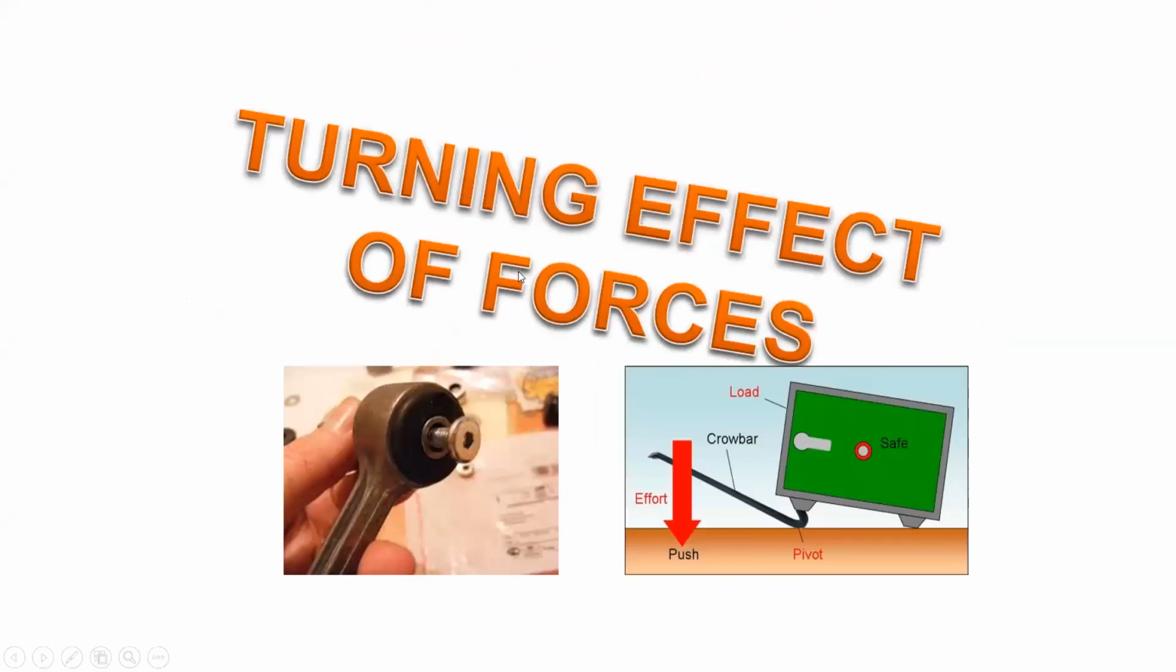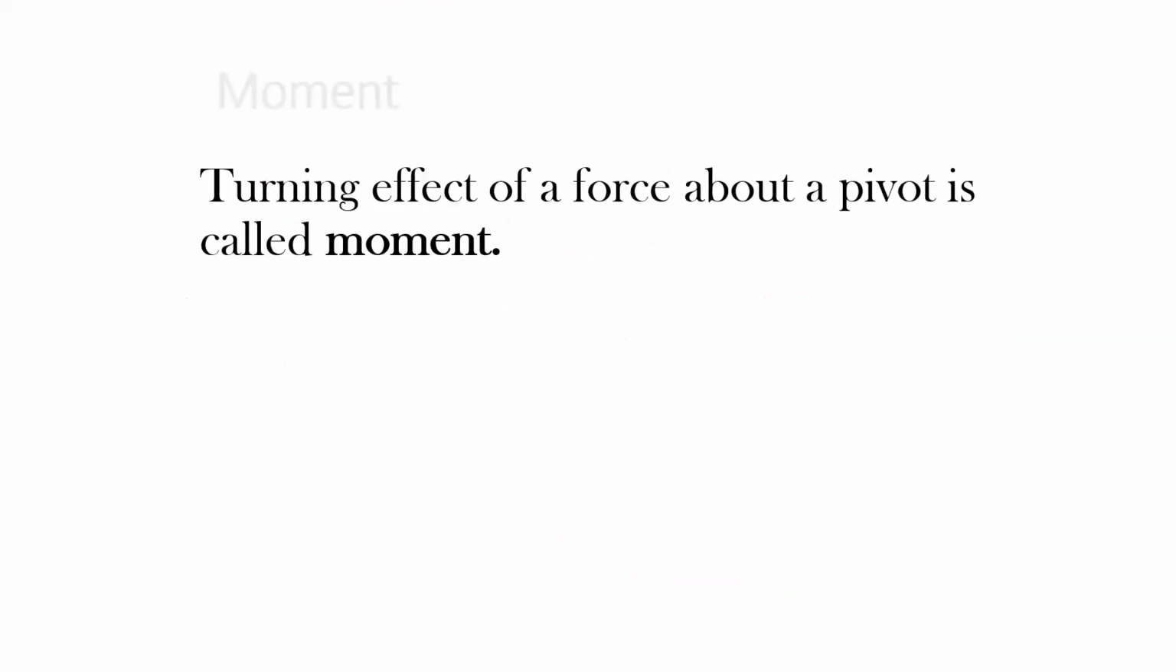So the turning effect of the force: when we apply a force on an object and the object rotates, we call that a moment or turning effect of force. A moment can be clockwise or anti-clockwise. When we apply a force on an object about a pivot, the object will rotate, and we simply call that a moment.